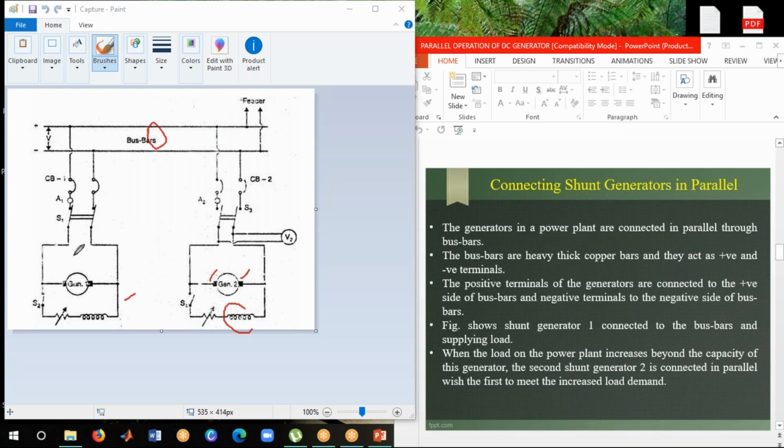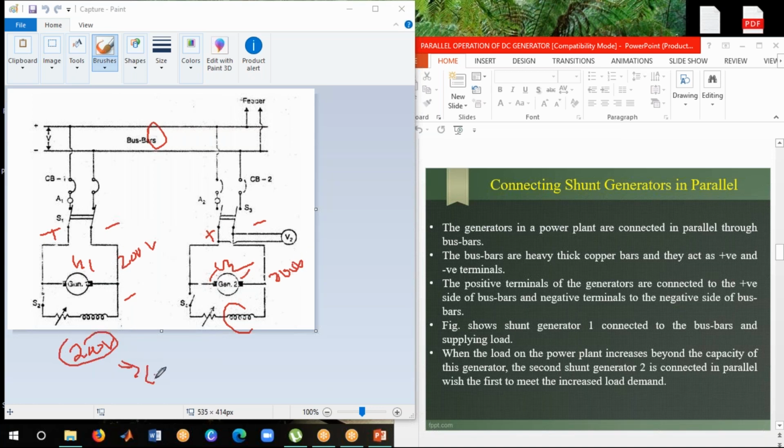So here this is generator 1 and this is generator 2. Now we connect the two generators in parallel. This is the positive terminal and this is the negative terminal, and here also positive and negative. Suppose the load is 200 volts, so we need to generate 200 volts. Suppose the capacity of this generator is 200 volts and of this one is also 200 volts, but our load requirement is 200 volts.